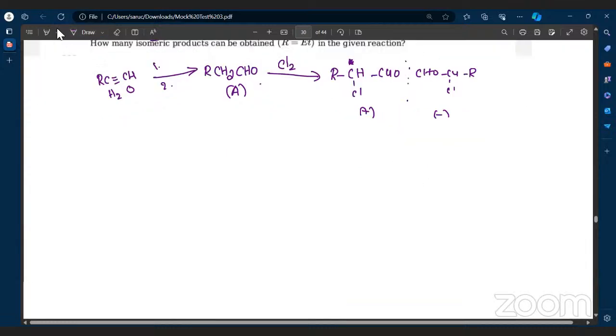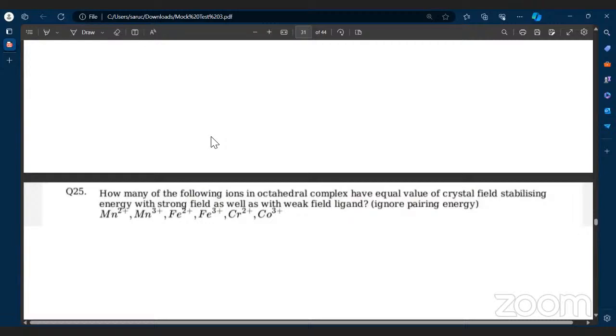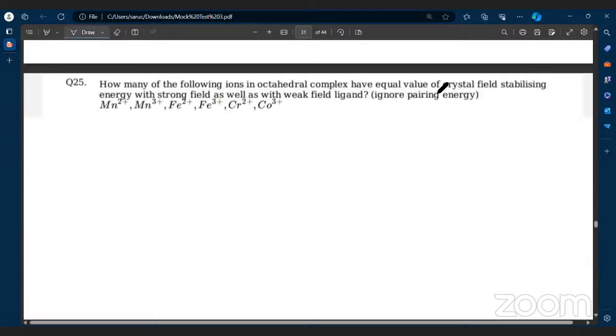And the next question. How many of the following ions in octahedral complex have equal value of crystal field stabilization energy with strong field as well as weak field? Ignore the pairing effect. So for this, what we have to do is calculate the CFSE. It is going to be like d5.